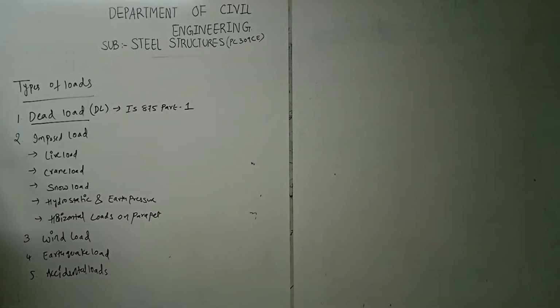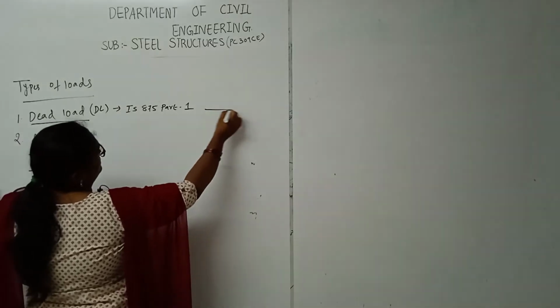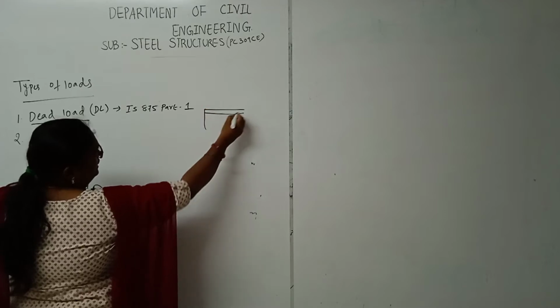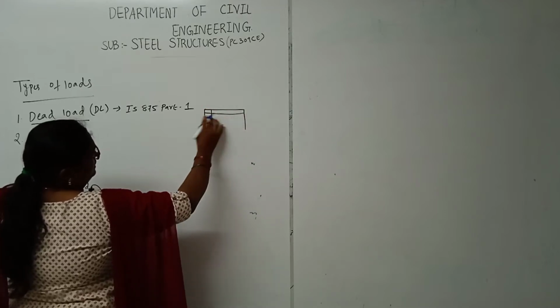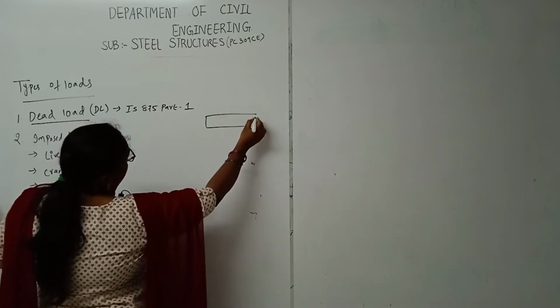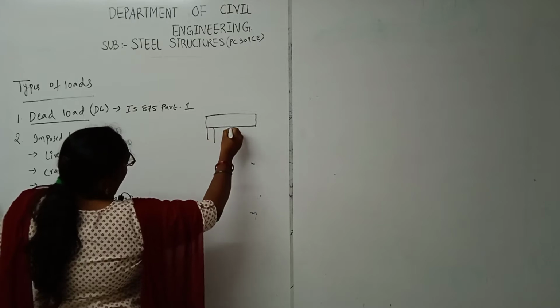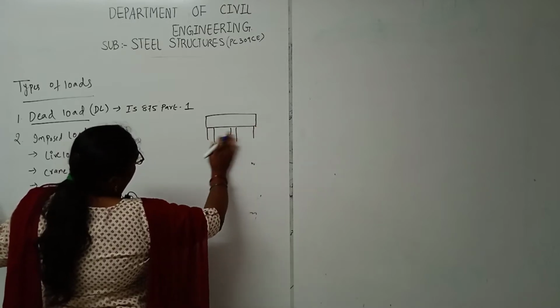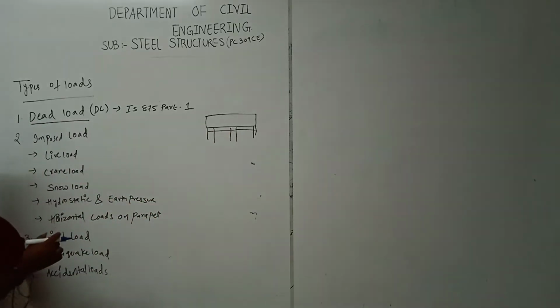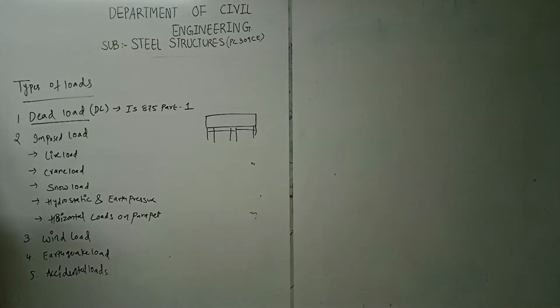The self weight of the structure itself is known as the dead load. How is it called a self weight? Say you have a structure like this. This is your slab, here are your columns, and here you can see your beams. The self weight of the structure itself is known as the dead load.